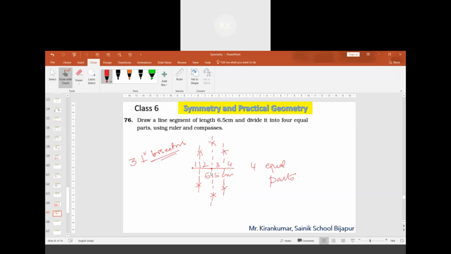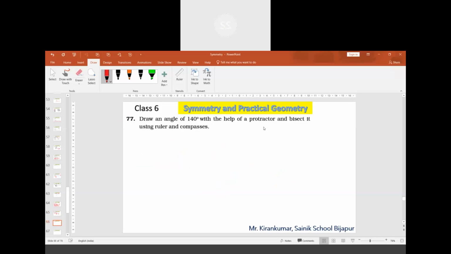Will you try this? Hopefully you are having the compass box with the instruments with you. Please try it. The question won't be difficult. I have written the question till 51.